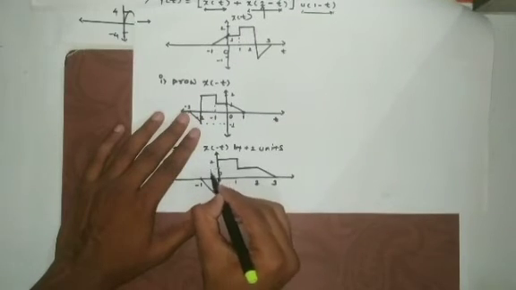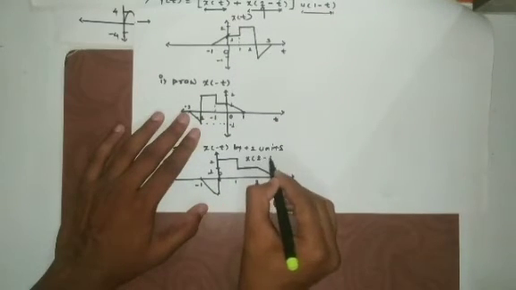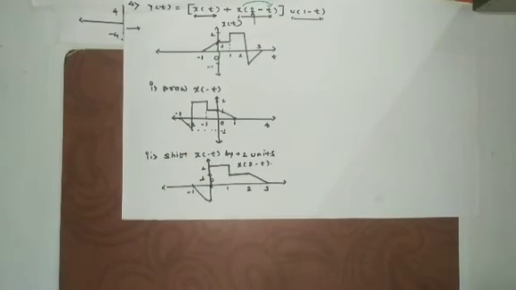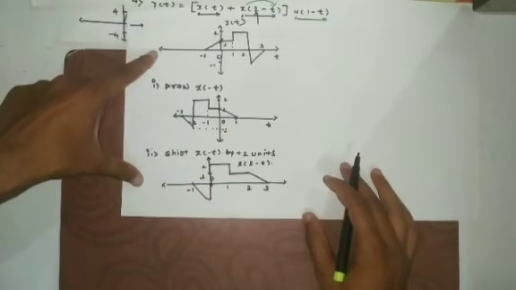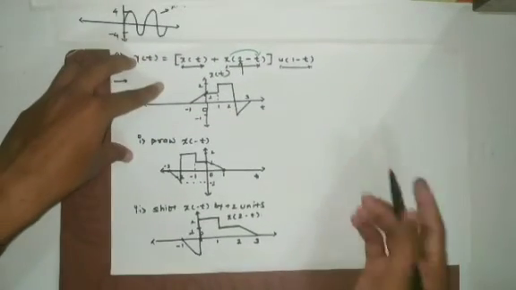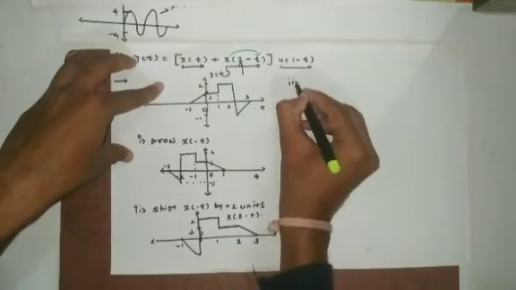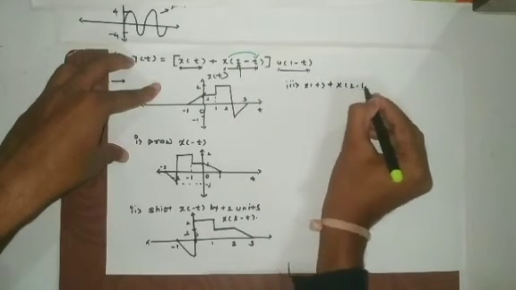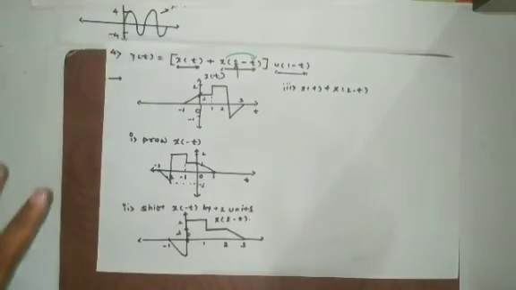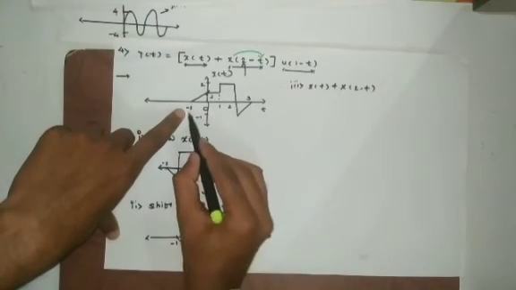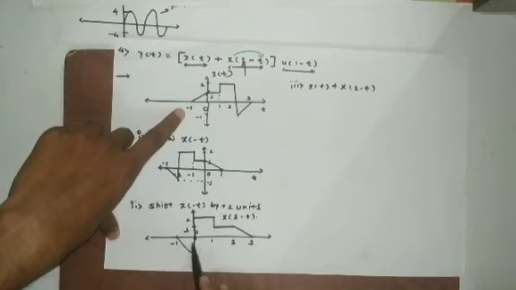So this is 1 and this is our x of 2 minus t. Now once you have got this term, we have to add these two terms, x of t with x of 2 minus t. Now let us see the third step, which is x of t plus x of 2 minus t. Let us add it with the given terms. Start with this. X of t is defined from minus 1 to 0. This is minus 1 to 0.